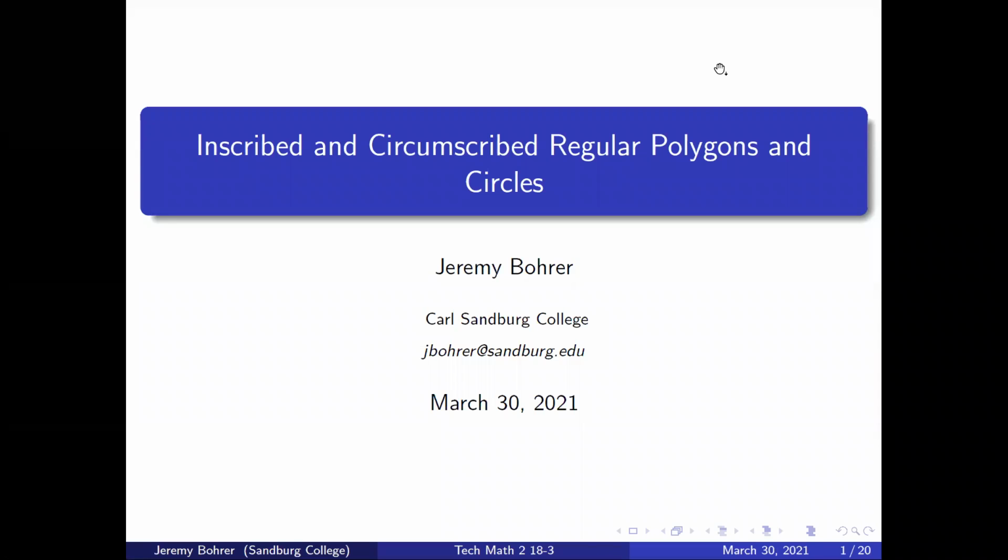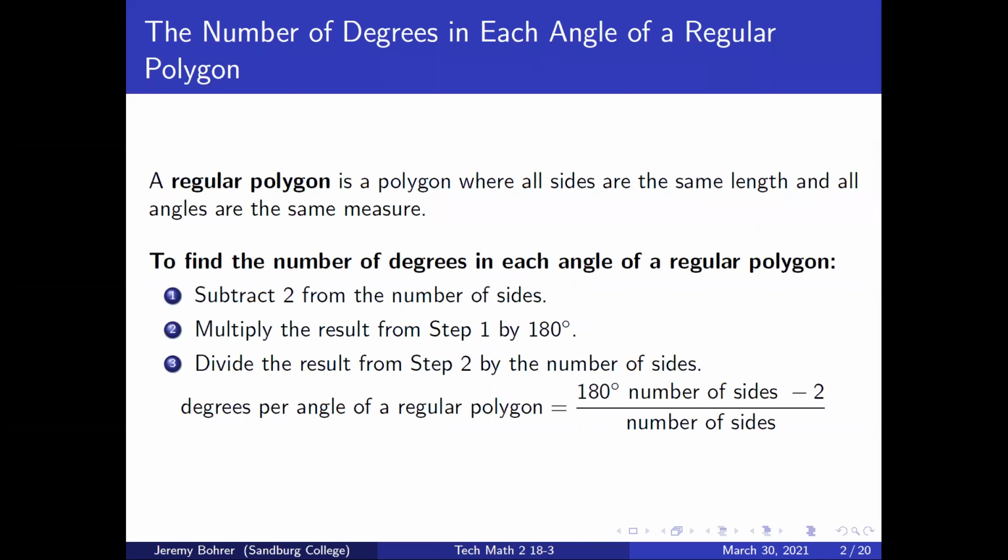In this video, we will discuss inscribed and circumscribed regular polygons and circles. A regular polygon is a polygon where all sides are the same length and all angles are the same measure.